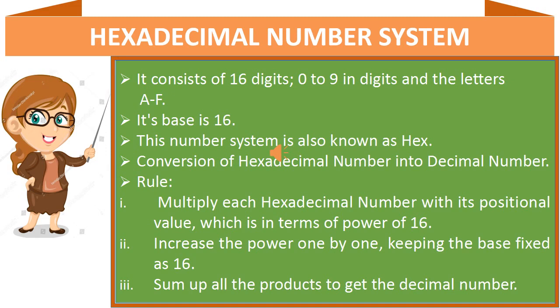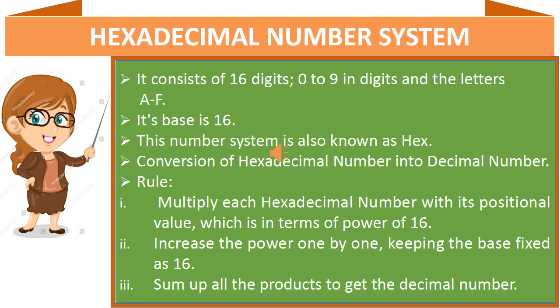Students, now we will read about hexadecimal number system. This number system consists of 16 digits 0 to 9 and the letters A to F, where A to F represents digits 10 to 15 and the base of hexadecimal number system is 16. This number system is also known as hex, where hex means 6 and decimal means 10. So it is called hexadecimal number system.